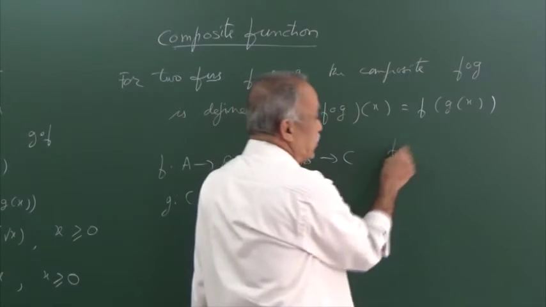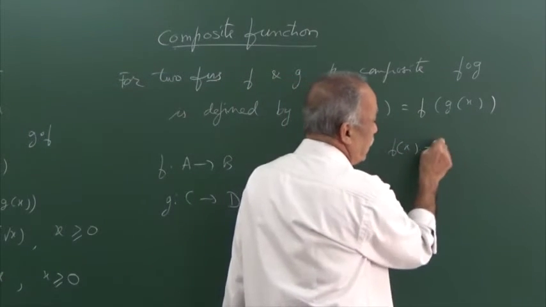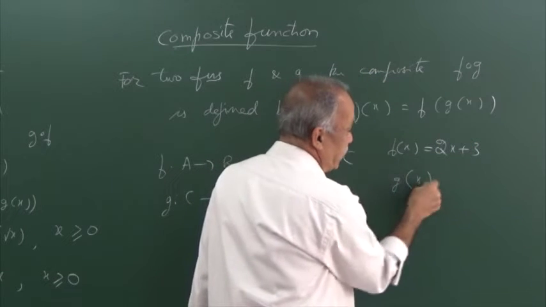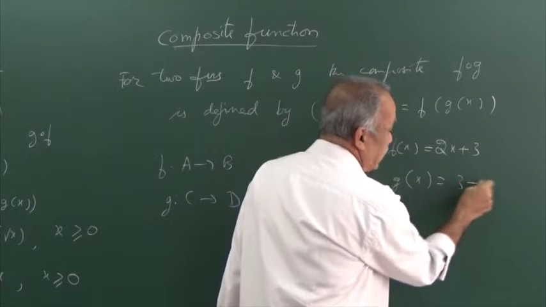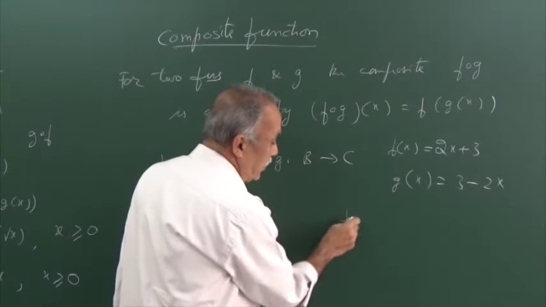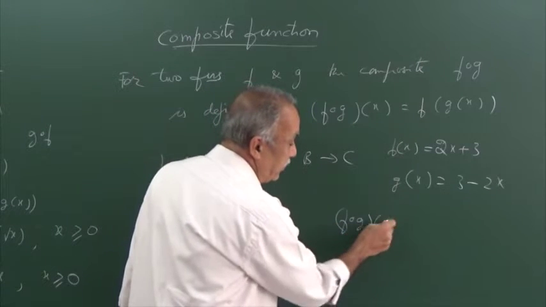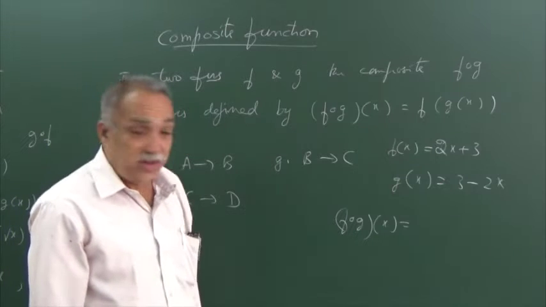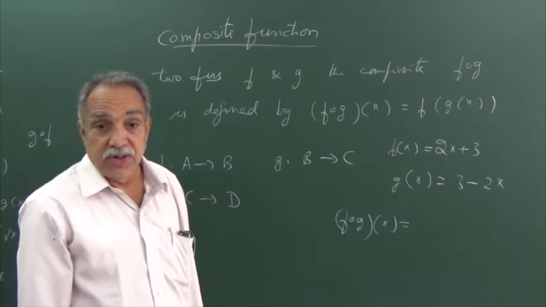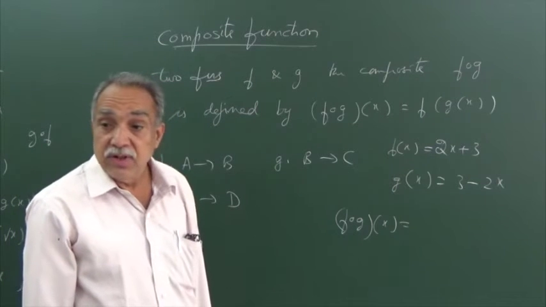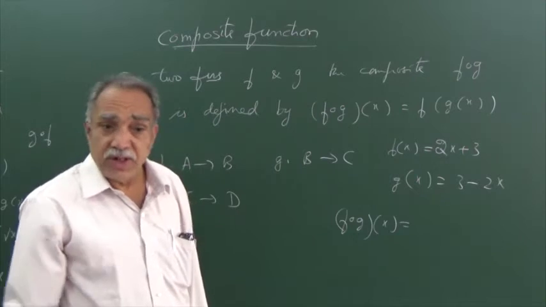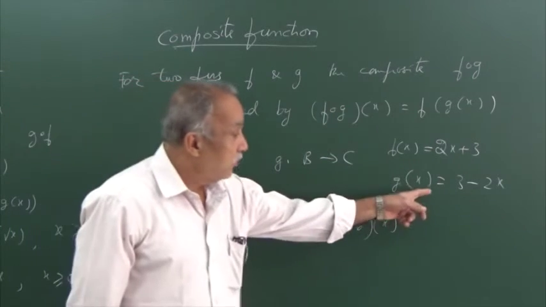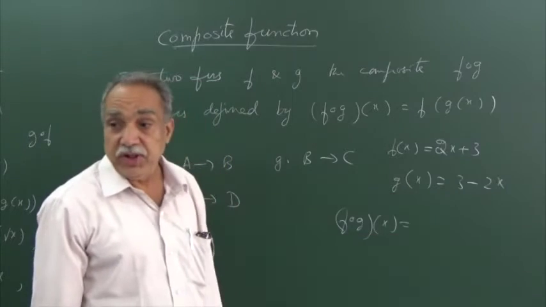Suppose f of x is 2x plus 3, g of x is 3 minus 2x. What is the domain for f? The entire real number system. Domain for g, the set of all real numbers. Range for f, the set of all real numbers. The graph is a straight line extending from minus infinity to infinity. For g, the range is minus infinity to infinity.